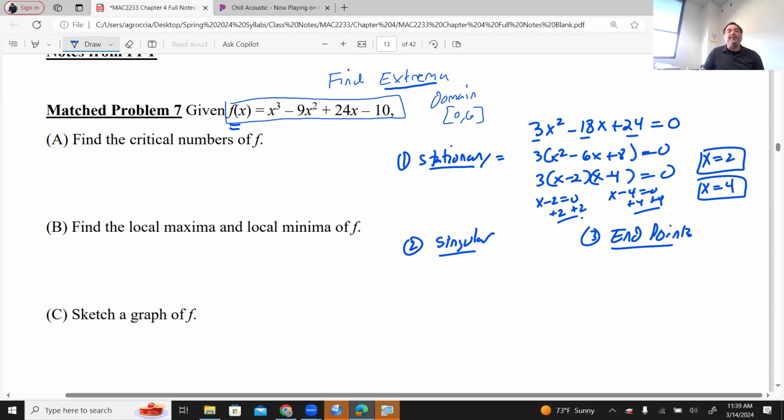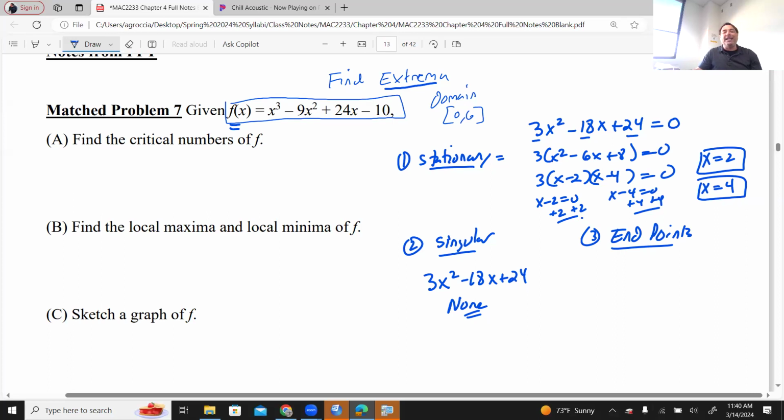Then singular points. For singular points, we look at the derivative, and we try to find out, are there any places where this is undefined? Any number that you can plug in that would be undefined? And undefined is like dividing by 0. There's no dividing going on here at all. There's no dividing with a variable in the denominator, which means there's going to be no singular points, none. And when we look at the graph, there's going to be no sharp corners or anything weird like that.